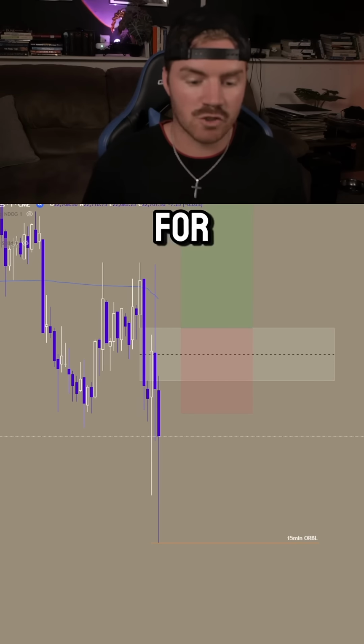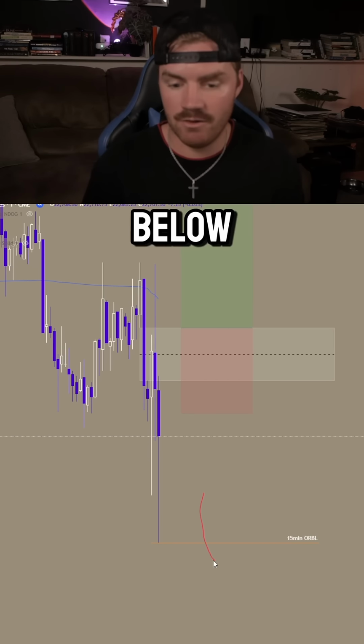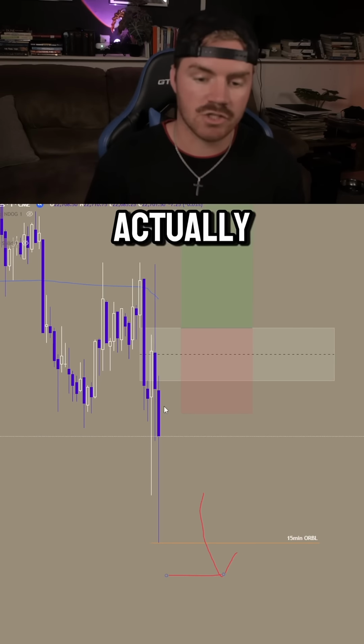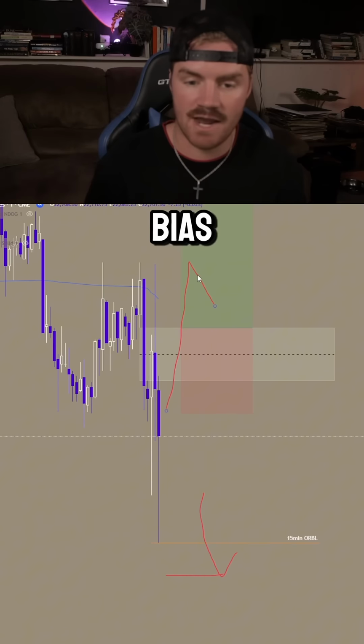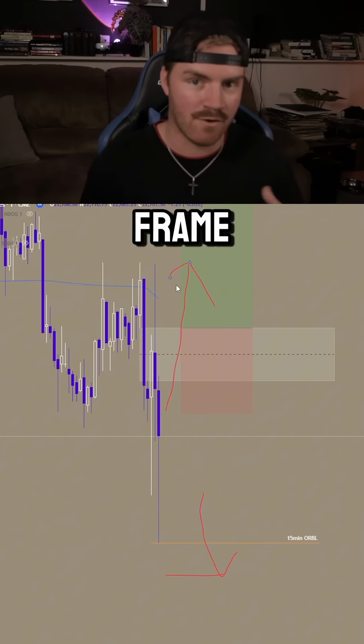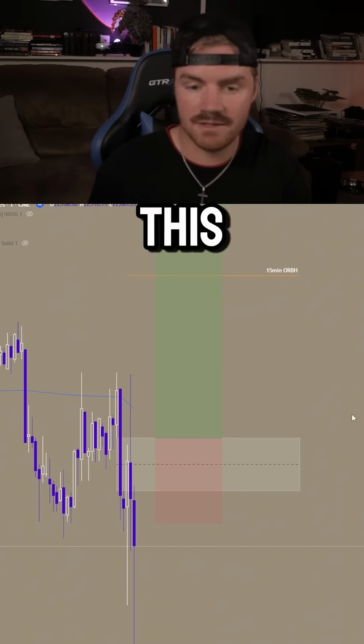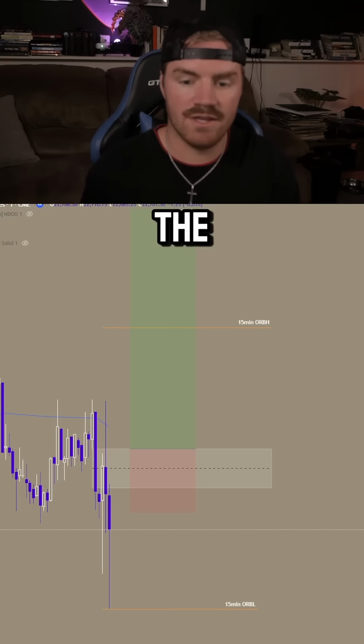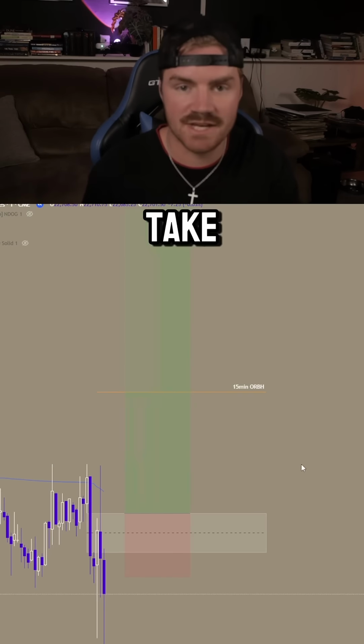So we're not looking for shorts because price is not breaking below that opening range low. We're actually looking for longs because we have a bullish bias and price is bouncing from a higher time frame fair value gap. And the cool thing about this setup is we don't even need to wait for the ORB high to form before we take this trade.